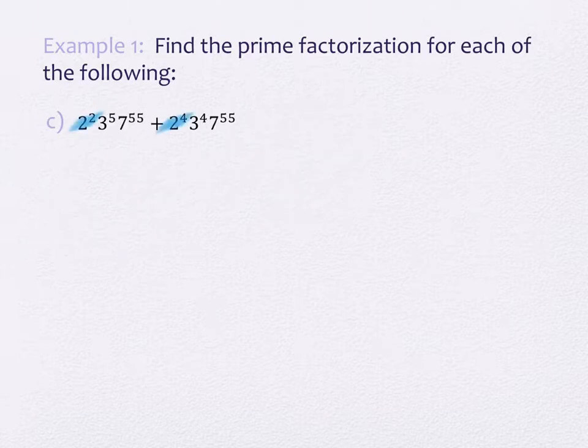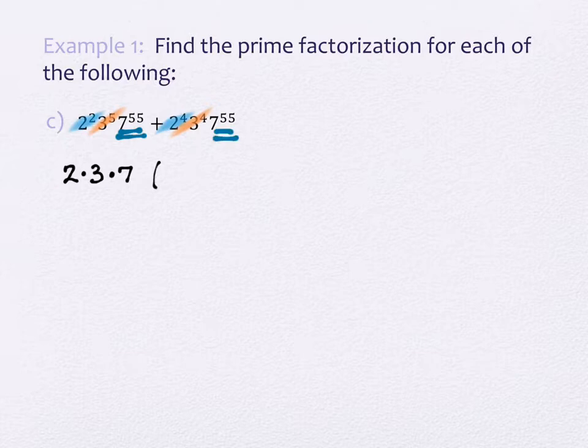So they both have a 2 to some power, agreed? So I'm going to write that down, just the 2 part down for the moment, and put a dot. They also have a 3, right? So I'm going to write the 3 down and put a dot. And then they also have a 7. So I'm going to write the 7 down with a dot.